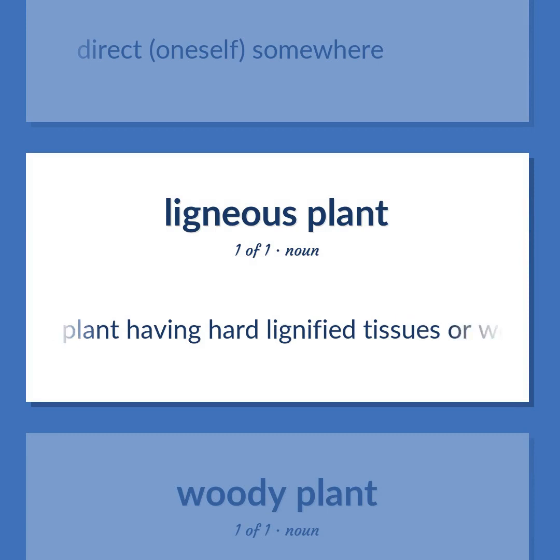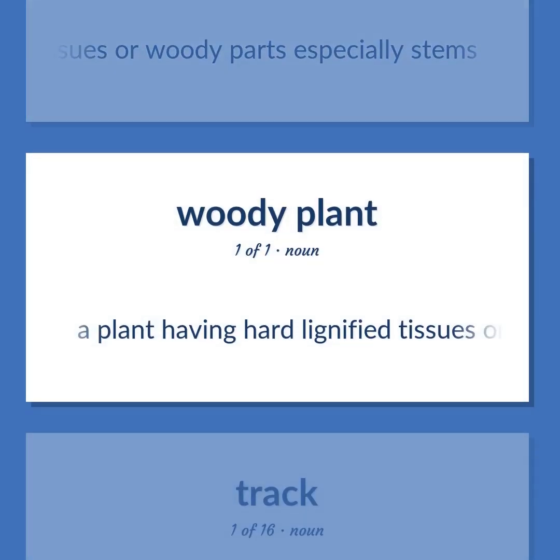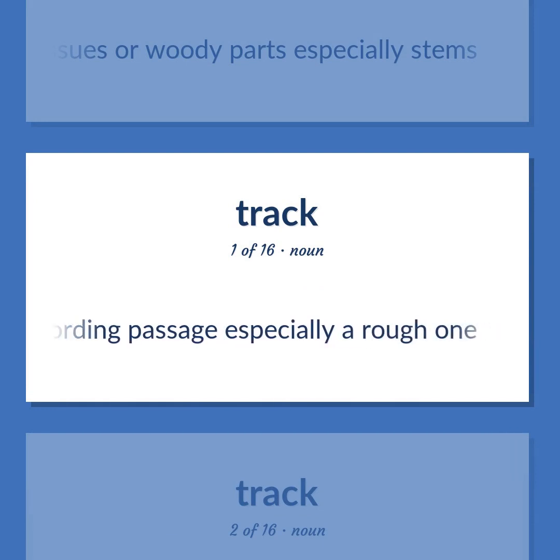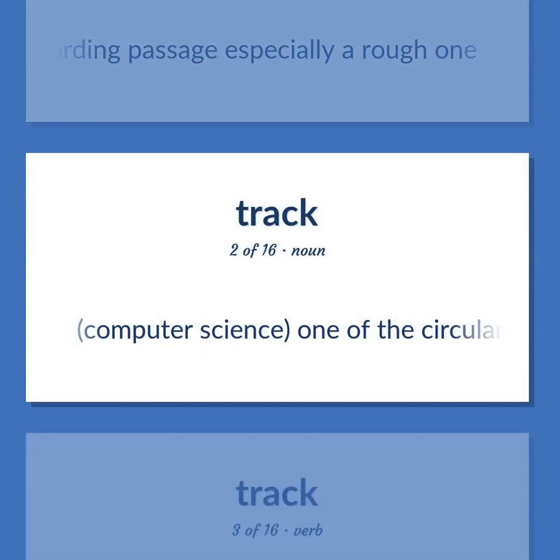A plant having hard lignified tissues or woody parts, especially stems. Any road or path affording passage, especially a rough one. Computer science. One of the circular magnetic paths on a magnetic disk that serve as a guide for writing and reading data.